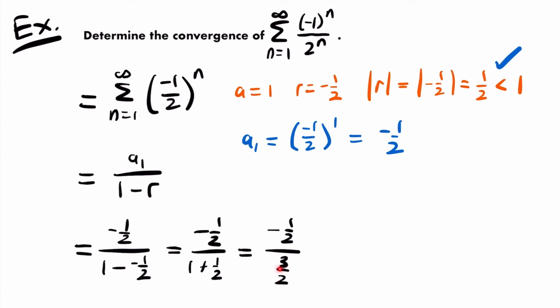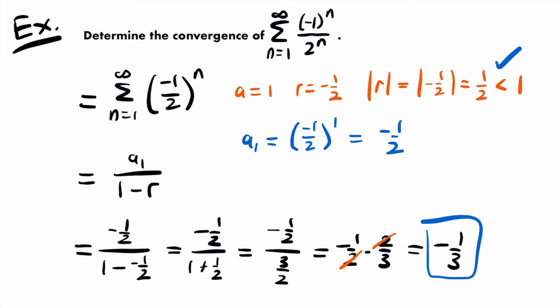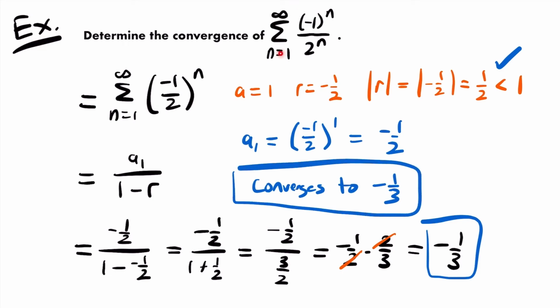And dividing by a fraction is the same as multiplying by the reciprocal of that fraction. So this is equal to negative 1/2 times 2/3. That is the reciprocal of 3/2 if you flip the numerator and denominator. And then these 2's will cancel out and leave us with an answer of negative 1/3. And so we can say that our geometric series converges to negative 1/3. That will be our final answer. The series converges to negative 1/3. All right, and so we have determined the convergence of the given geometric series.